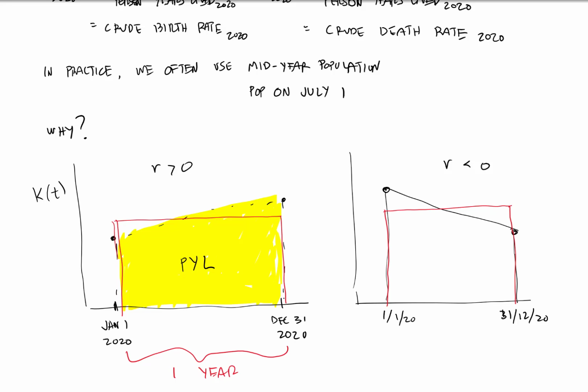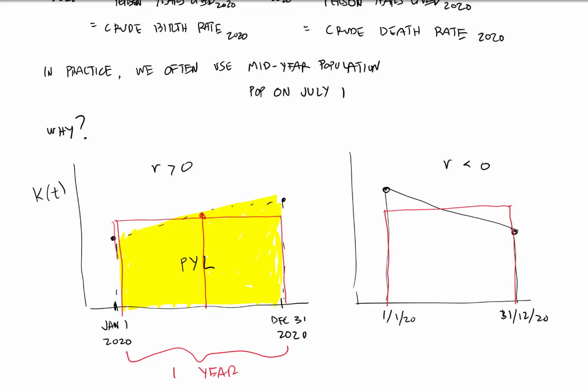Well, if the population was growing evenly throughout this period, if this was halfway, it would be very, very close to the population in the middle of the year.